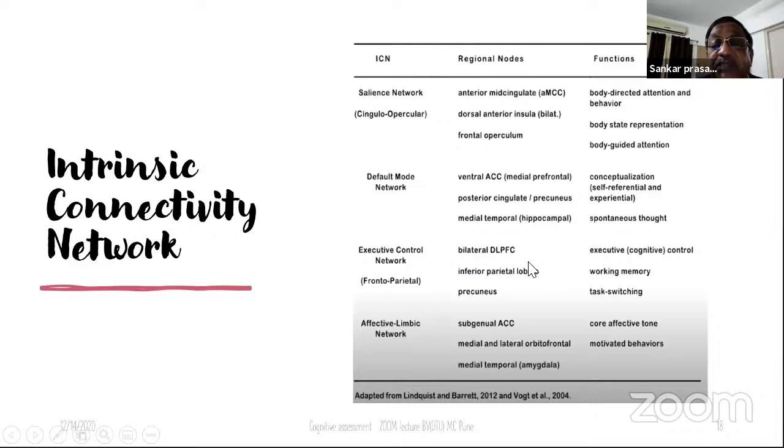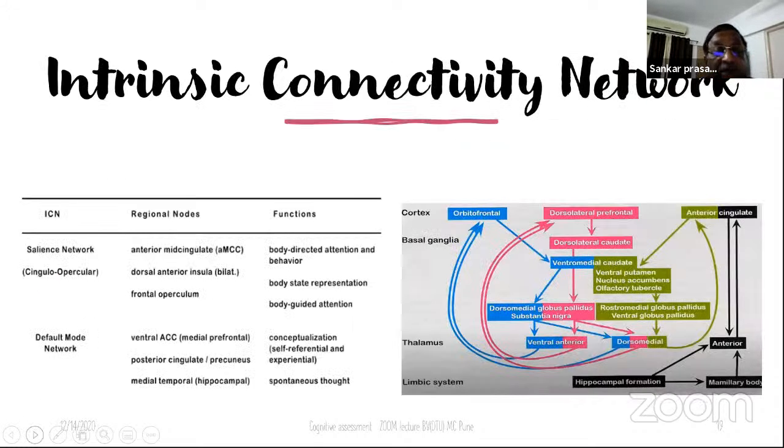The executive control network is the bilateral dorsolateral prefrontal cortex, inferior parietal lobule and precuneus. This is fronto-parietal, and there is working memory, task switching, and executive control, which we'll have to see. The affective limbic network is the limbic area, which is connected to the medial temporal lobe and amygdala in this network, and motivated behaviors are controlled by this network. So just go by this network.